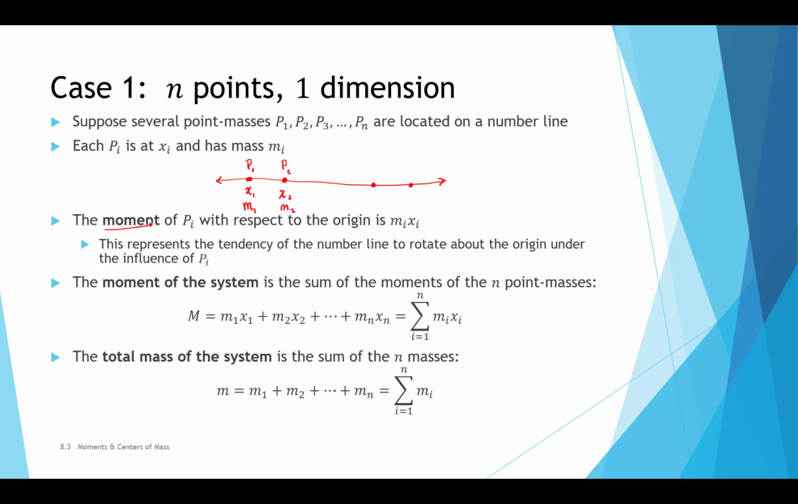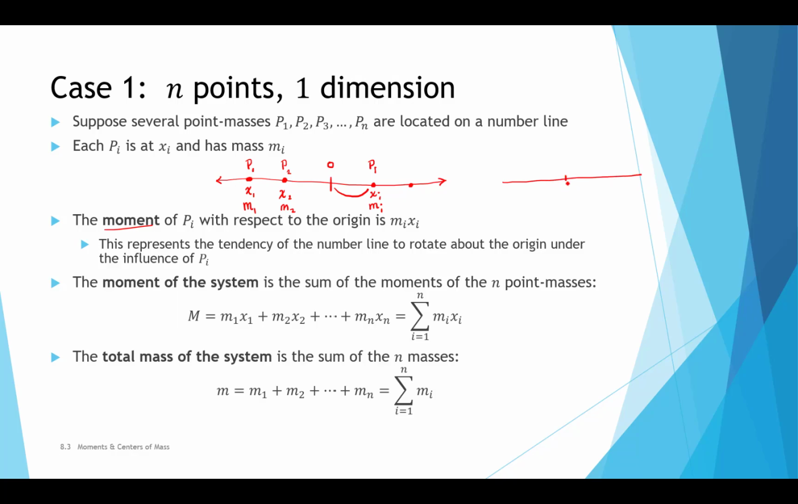We define the moment of a point mass with respect to the origin to be mi times xi. So if we imagine this is 0 and this is the point pi, it's at location xi and it has mass mi. We take the distance from the origin, the directed distance in case x is over here on the left side, and we multiply by the mass. So this represents the tendency of the number line to rotate about the origin under the influence of that point.